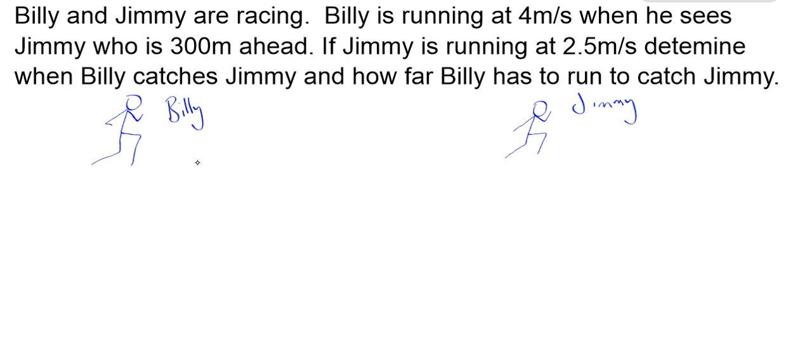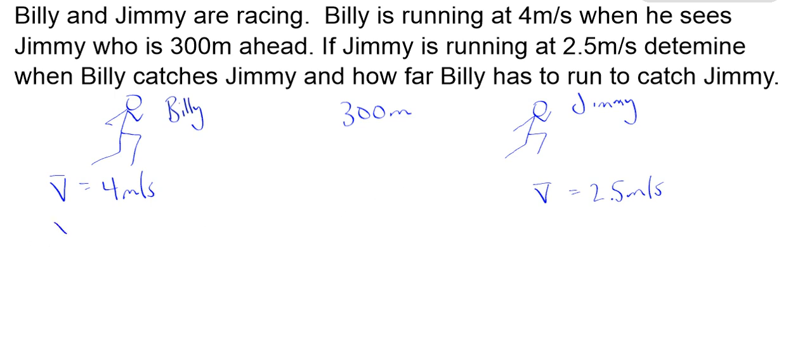So I've got Billy and I've got Jimmy, and they are 300 meters apart at this moment in time. And so the question is, how long does it take Billy to catch Jimmy? Except I'm missing information. So I read the question. It says Billy's running. I'm going to assume it's constant velocity. It doesn't tell me otherwise. So Billy's running at 4 meters per second. And up ahead is Jimmy running at 2.5 meters per second. And they're 300 meters apart.